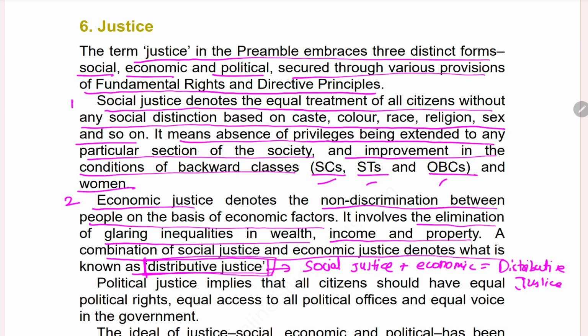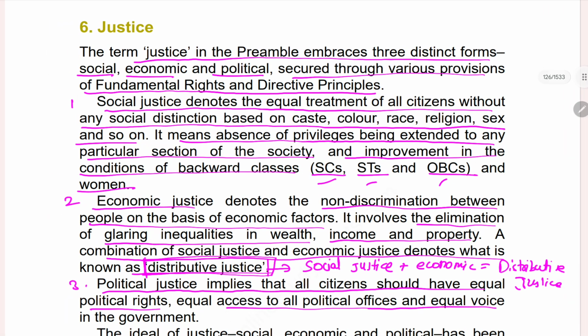So we have just seen social justice, that is absence of privilege to any particular section and the improvement of the condition of the backward classes. Economic justice means there are no inequalities in wealth, income, and property. When we combine these two, it's called distributive justice. Political justice implies that all the citizens should have equal political rights. The third concept of justice: first social, second economic, third political. So political justice means that all the citizens should have equal political rights, equal access to all political offices, and equal voice in the government. There is no discrimination.